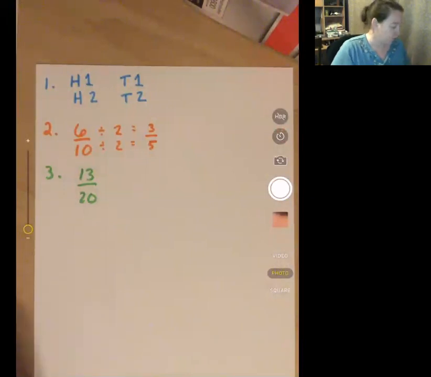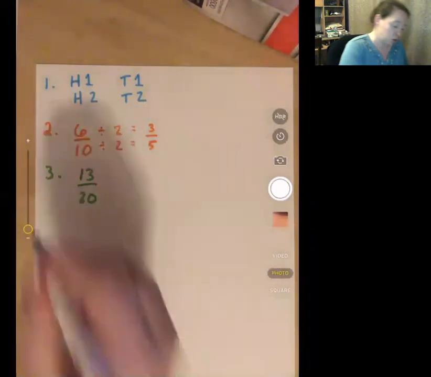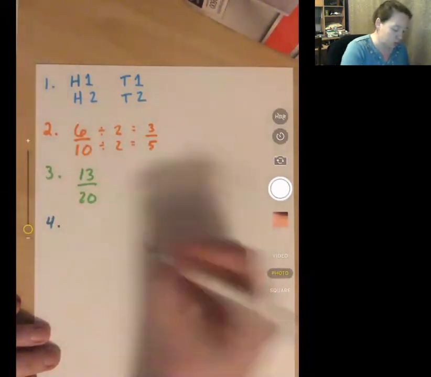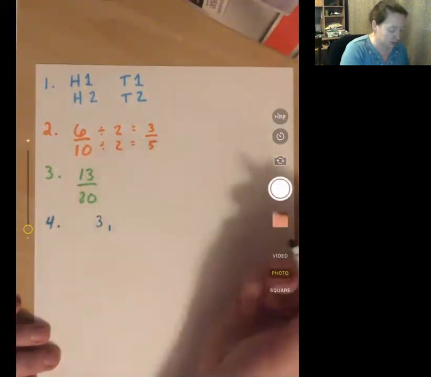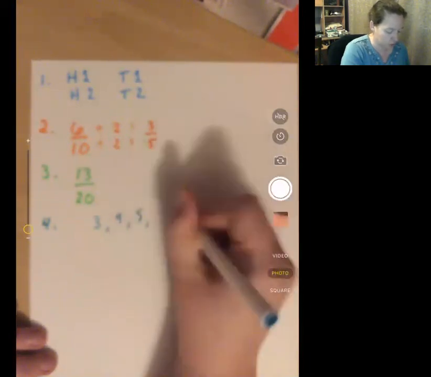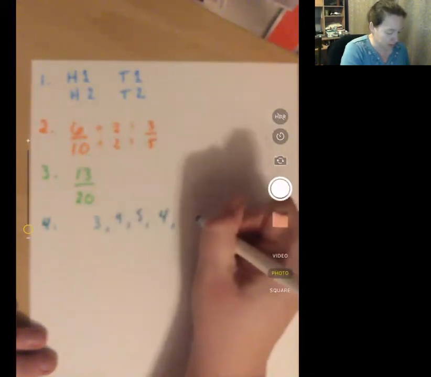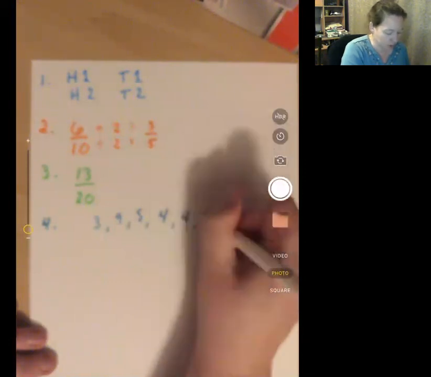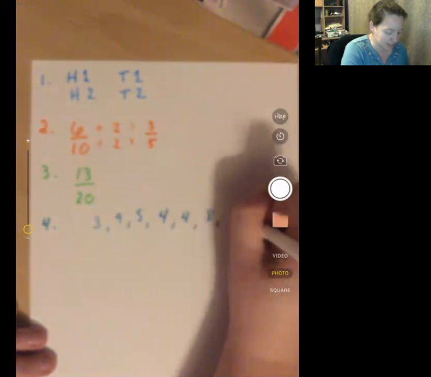Number 4. Auden rolled 2 number cubes and recorded the results. What is the experimental probability the sum of the next 2 numbers rolled will be greater than 5? So we need to see what the sums are of the ones that she's rolled so far. 2 plus 3 is 5. 4 plus 5 is 9. 3 plus 2 is 5. 2 plus 2 is 4. 1 plus 3 is 4. 6 plus 2 is 8. And 5 plus 3 is 8.